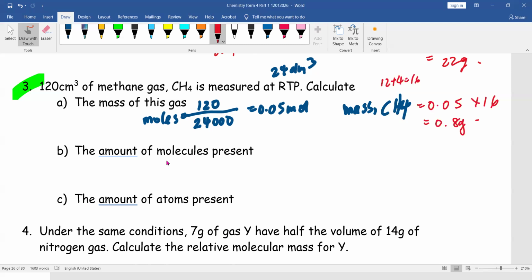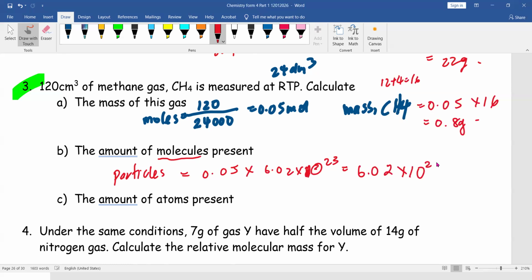Next, the amount of molecules. Is molecules the same as particles? Yeah. You take amount of moles, multiply by Avogadro's constant. 3.01 times 10 to the power of 21 molecules. Do you understand now? Get it? Okay.